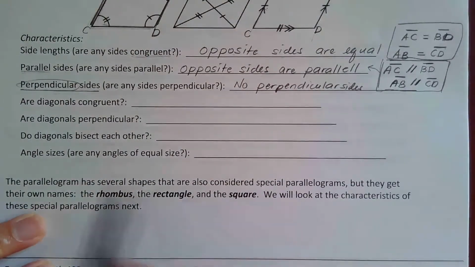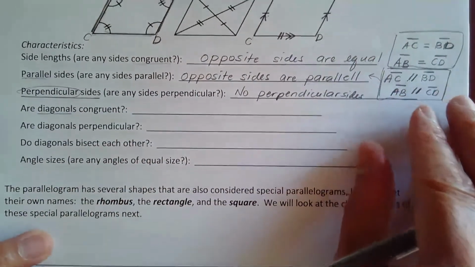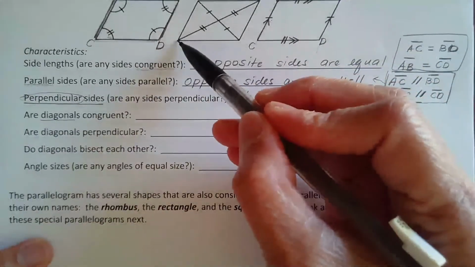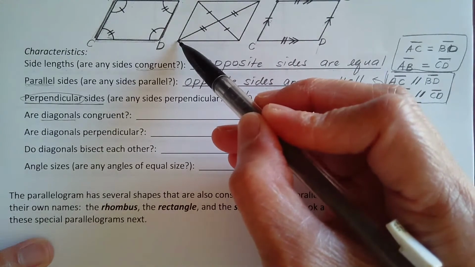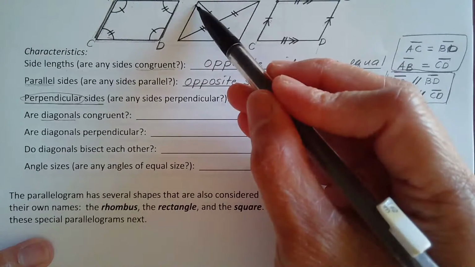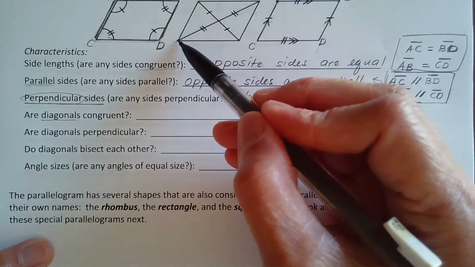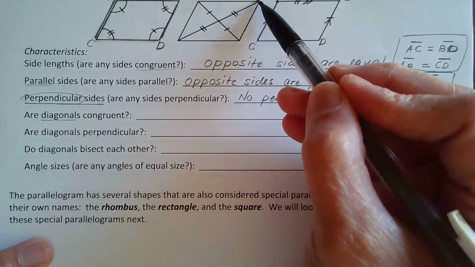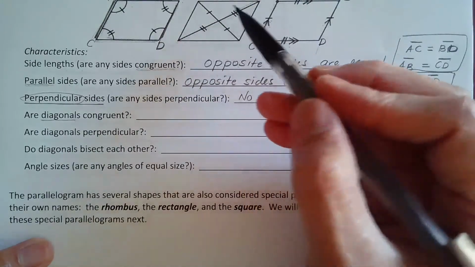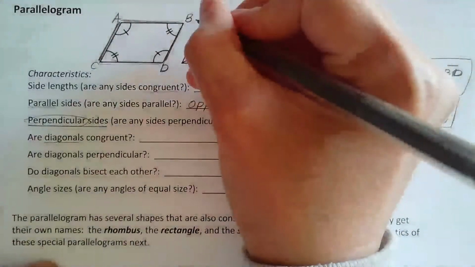Now we're going to get into diagonals. Okay, what are the diagonals again? Diagonals means from one vertex to not the next vertex, not the consecutive one, but the opposite to it. So from here to here, that's a diagonal. I'm going to label this one again.